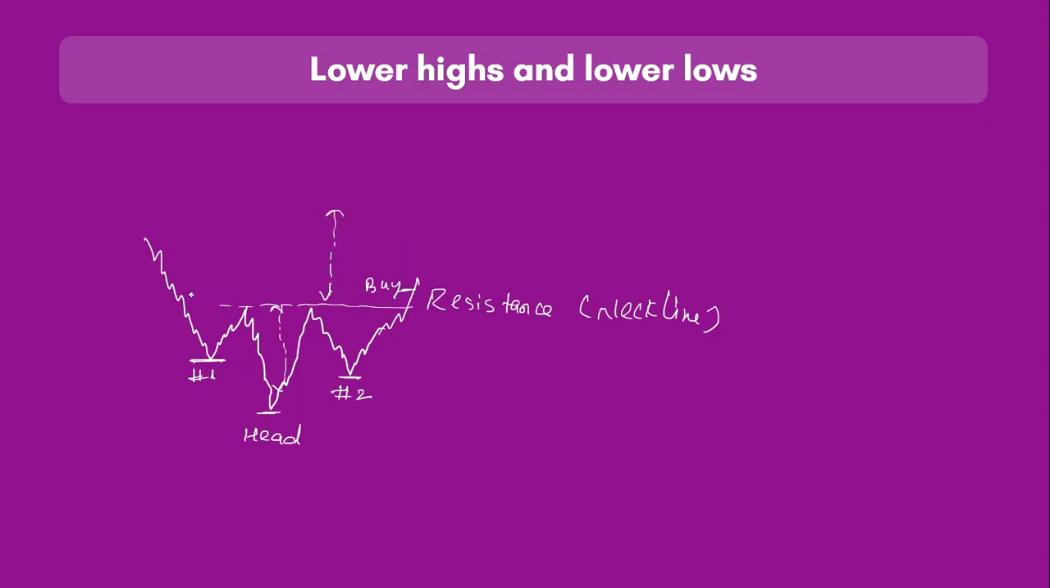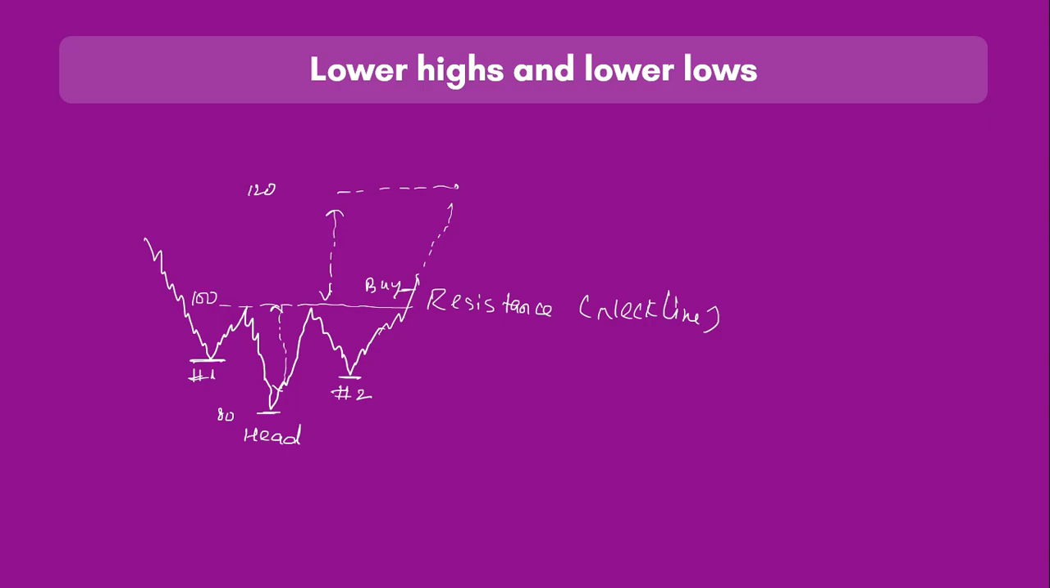Say your resistance is at 100 and your head is at 80, then the difference between these two is 20 points, which is projected upwards. So 120 is your target. So you buy above 100 and the stock is expected to reach 120. So this is the pattern of an inverted head and shoulder.